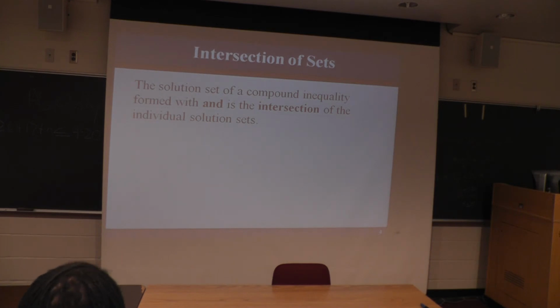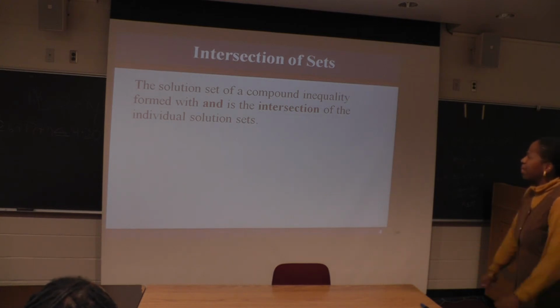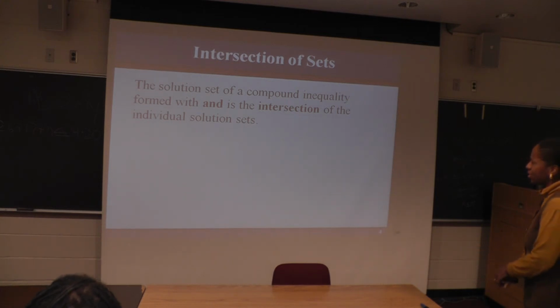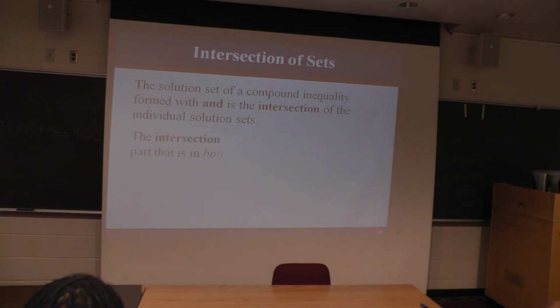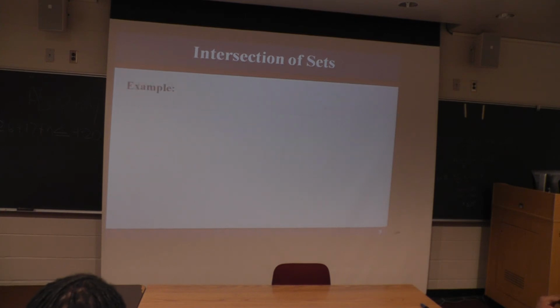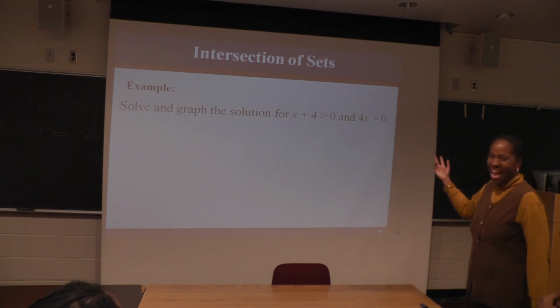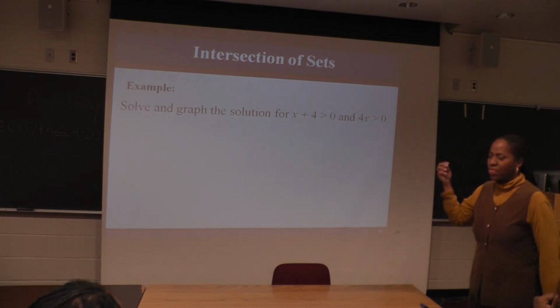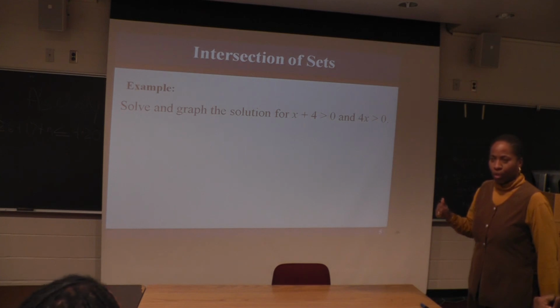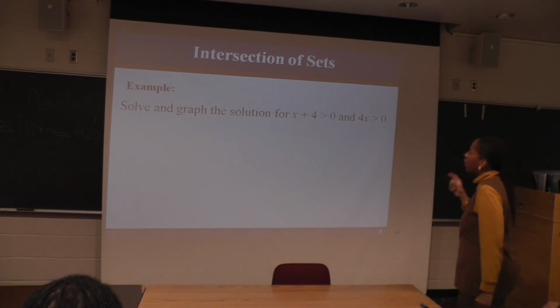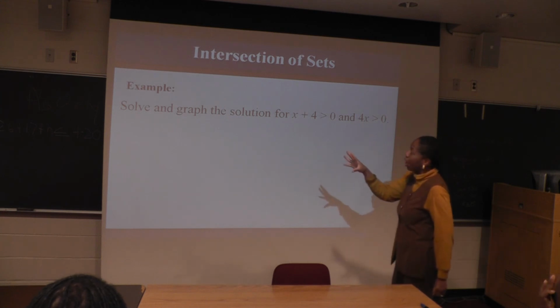Okay, so this is going back to the solution set of a compound inequality formed with and is the intersection of the two individual sets. So let's look at the two individual sets now. The intersection is the overlapping. So let us do an example. So we know it's a compound inequality because of what? Here, and. When we see and, we think of what? Intersection and overlap. So what we're going to do, and they ask us to solve and graph.